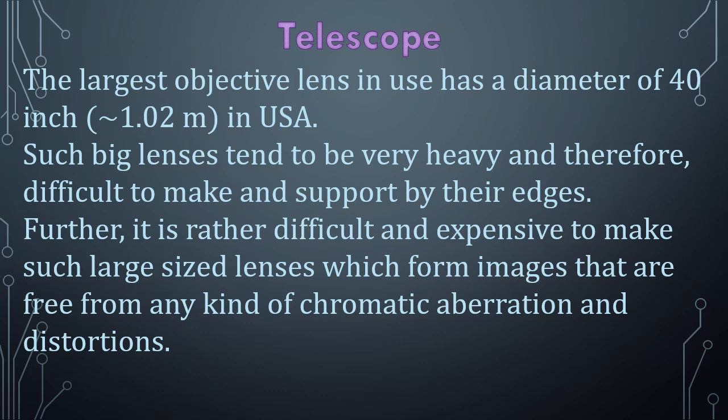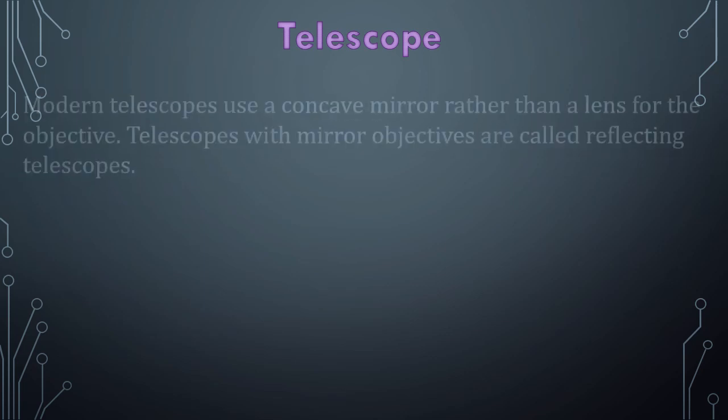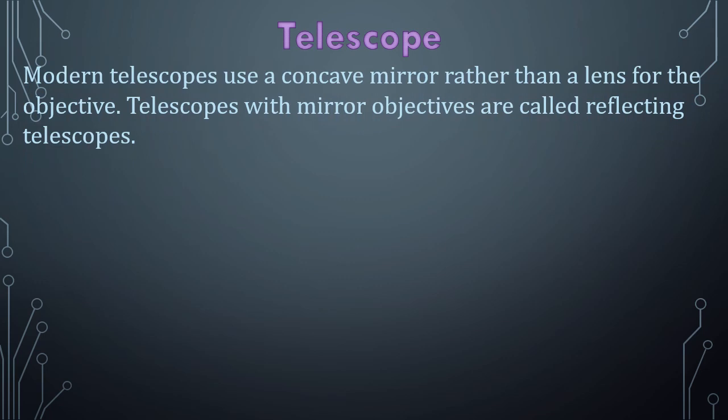Here, distortion is also known as spherical aberration. In case of a lens, we cannot remove chromatic aberration and spherical aberration. Of course, we can minimize these effects, but we cannot remove them. So, in order to overcome such effects, we may make use of a mirror rather than a lens. Therefore, modern telescopes use a concave mirror rather than a lens for the objective.